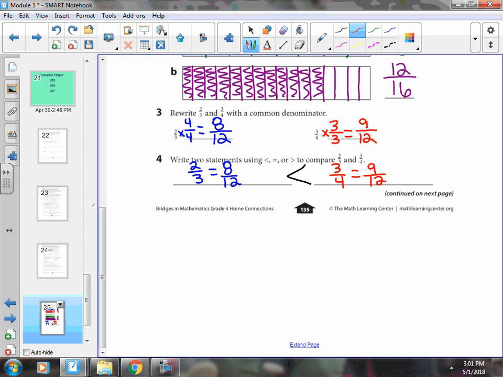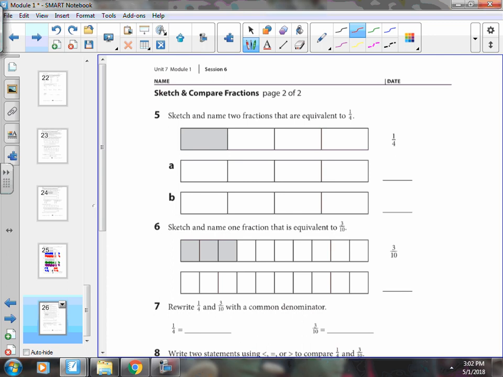All right, moving on to page 136. Sketch and name two fractions that are equivalent to 1/4. Exactly the same as what we just did. So 1/4, just to keep everything simple, I am going to multiply the numerator and denominator by 2, which really means make the sections half as big, but then you have to shade in twice as many. So instead of shading in 1 section, I'm shading in 2 sections. 2 out of 8. 2/8 is equivalent to 1/4.